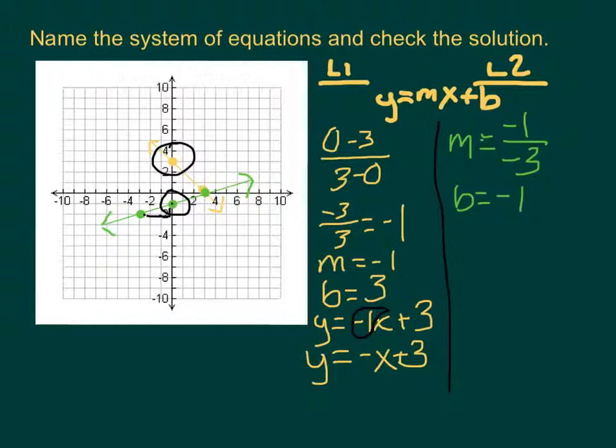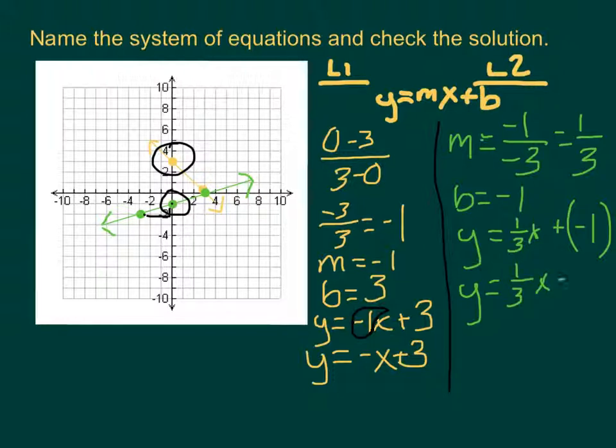Now we want to go ahead with this m, and we want to put it into simplest form. So negative 1 over negative 3 is really the same thing as 1 over 3, right? So now we have all the pieces, and we can say that y equals 1/3 x plus negative 1. And now instead of writing that with the plus negative 1, we're going to take that out and change our plus to a minus, so y equals 1/3 x minus 1. So now we have both of our equations.